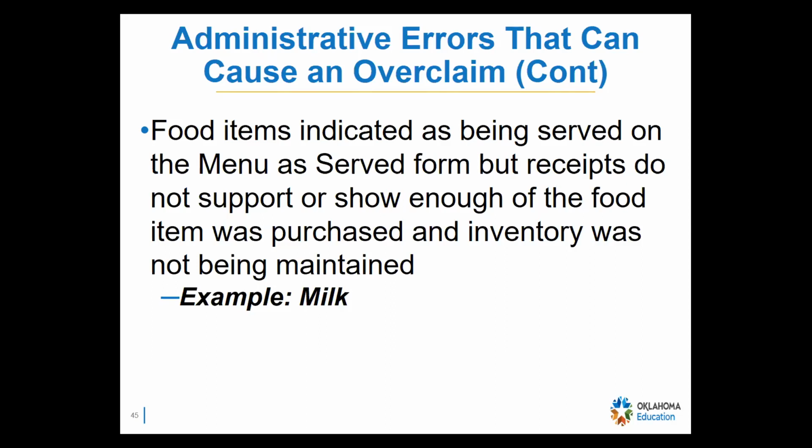We only look at receipts for the month that we're reviewing. So if we come out in May and we're looking at April records, we can only look at April 1 to April 30th receipts. Anything else needs to be on inventory, which is not mandatory, but we highly suggest keeping an inventory.